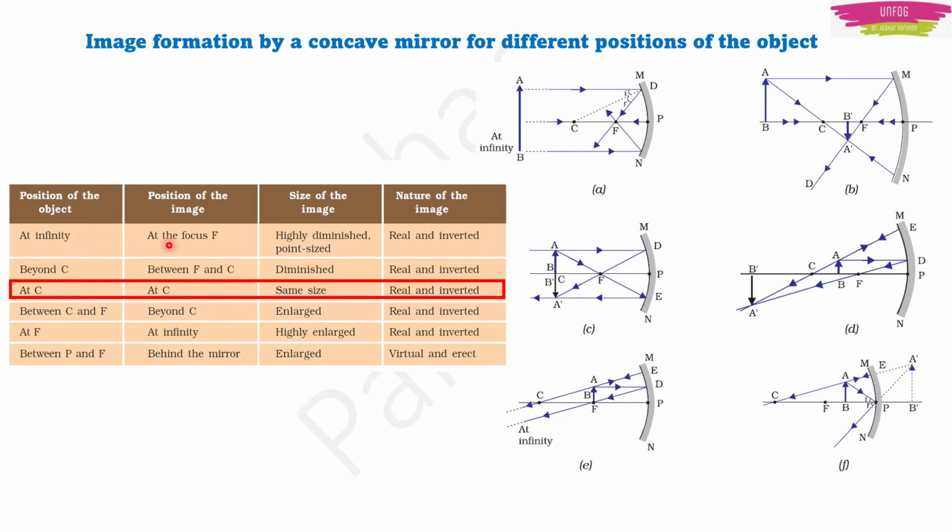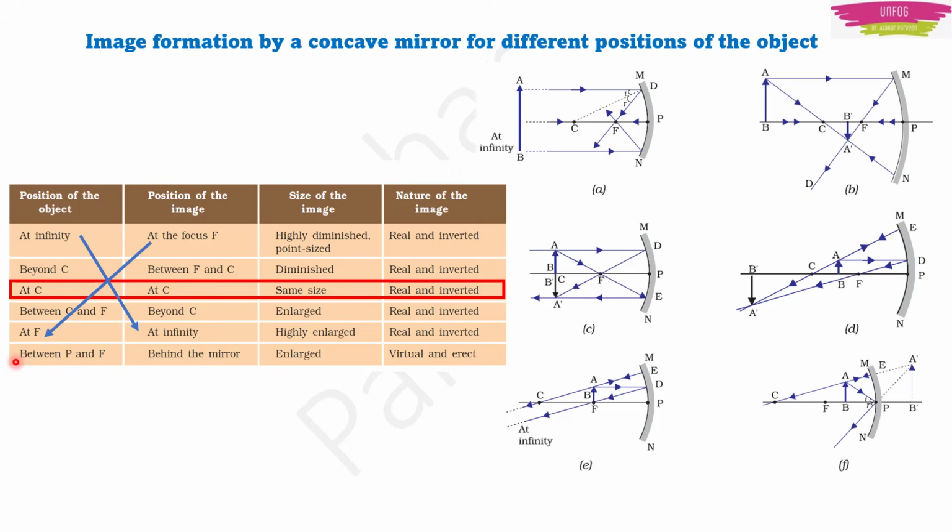Now what will happen if the object is at focus? Yes, the image will be at infinity. Just two things you have to reverse. That's it, your table is complete. I hope I made you understand this trick.